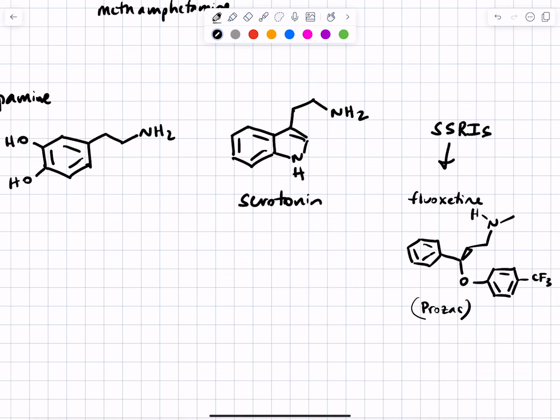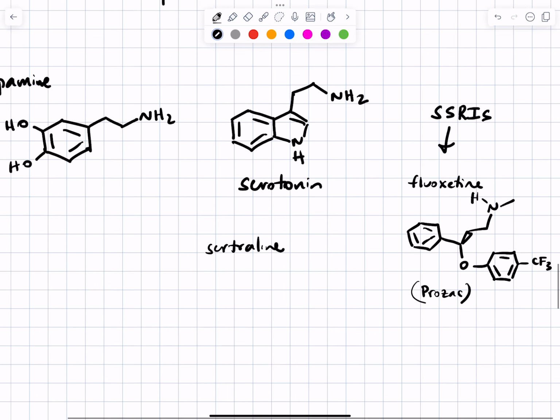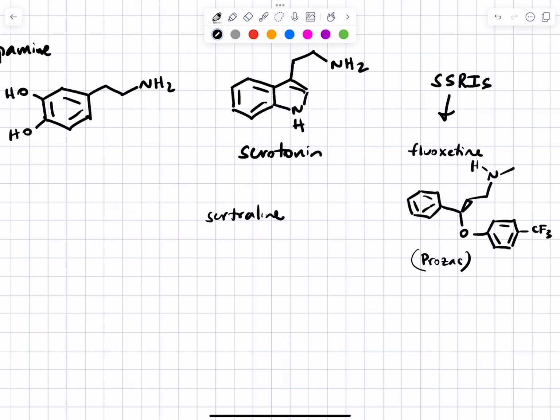The other, which is pretty famous and which I've actually taken before, is called sertraline. And this is a little bit more complicated, but you'll see that it actually shares the same 2-phenylethylamine core structure. You've got a benzene ring fused to a cyclohexane with a nitrogen hanging off the front. And then over here, there's another benzene ring with 2 chloro groups.